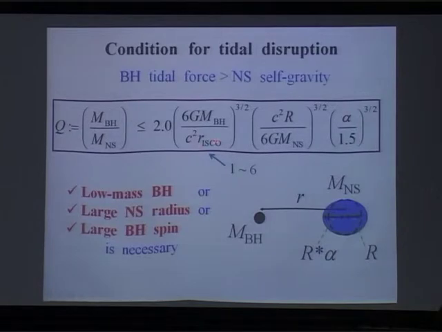So this shows that for tidal disruption, a low mass black hole is favorable, a large radius neutron star is also better, and a large black hole spin is better to decrease this. Yeah. Alpha is a deformation factor. At the tidal deformation, yeah. Is it ellipticity? Yeah, approximately ellipticity.